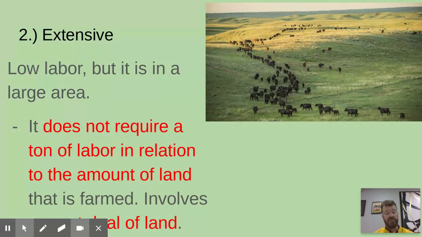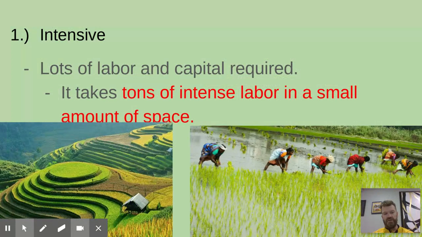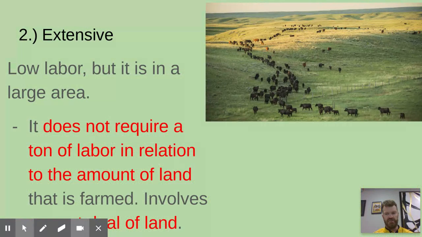Okay, so extensive agriculture, there's not as much labor, but it takes a huge area to do it. It takes a lot of land. So just remember there's an extensive amount of land for this. Intensive is smaller amounts of land, extensive is more land. It does not require a ton of labor, right? Like a cattle rancher, you could have a few people working the cattle ranch that you see in the picture. So there's not as much labor to be done, but it's over an enormous amount of land. You could never do cattle ranching in an area like this. It wouldn't work. So that's why this is intensive and this is extensive, because you need an extensive amount of land to make it happen.